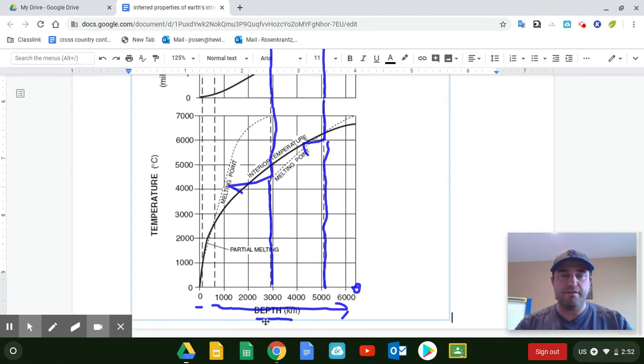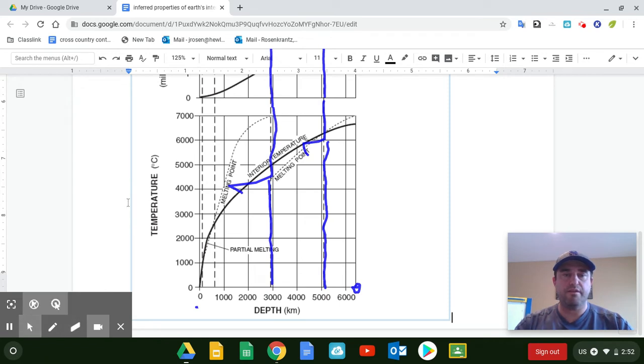So it's greater than 6,000 kilometers. If I ever asked you, how deep is the center of the earth, I would probably accept any answer between 6,000 and 6,500, so maybe 6,200 or 6,300. I would most likely give it as a multiple choice question, and the answer would be pretty obvious.